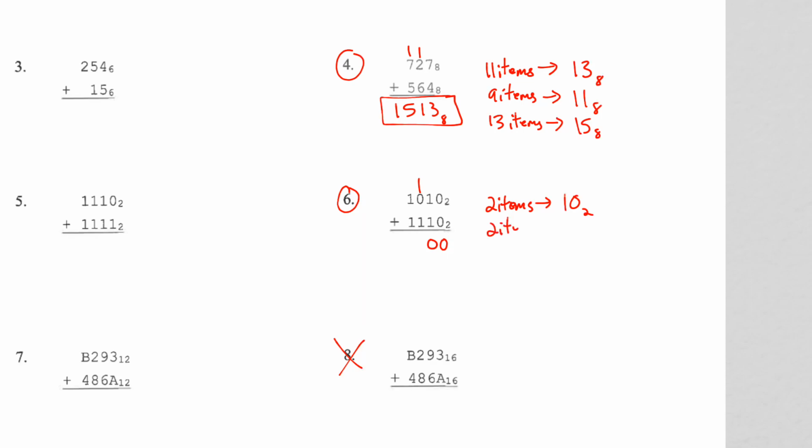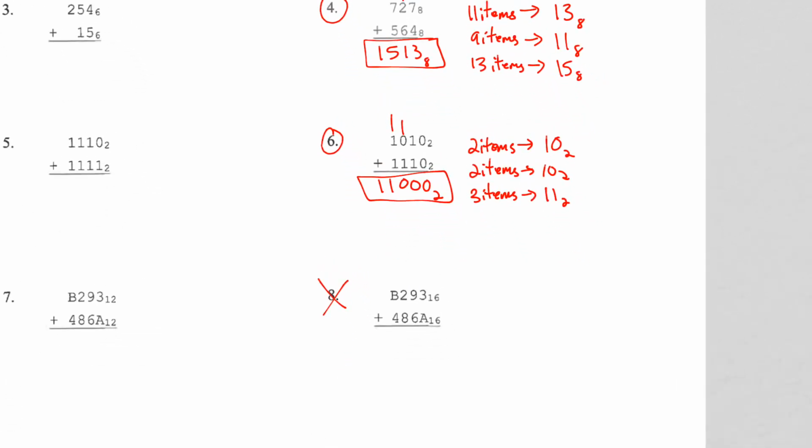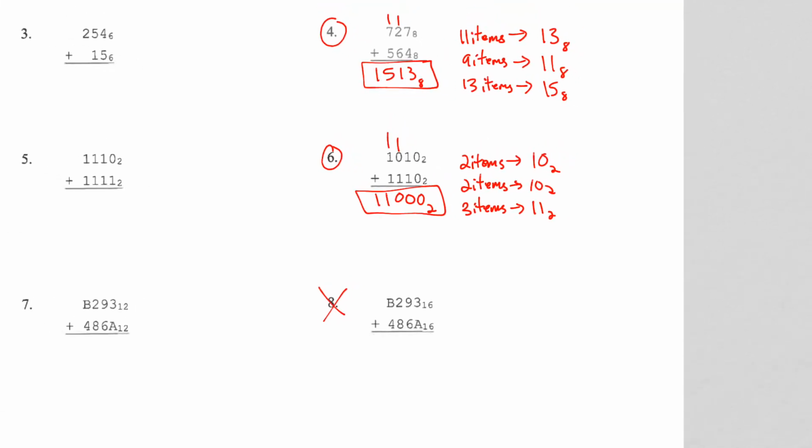We have it again. And then the last column is 3 items. And that's 1 extra from the group of 2, so that's going to be one group of 2, one extra, so that's going to be 1, 1. Okay, and again, base 16 is a little bit too high for our test. Okay.